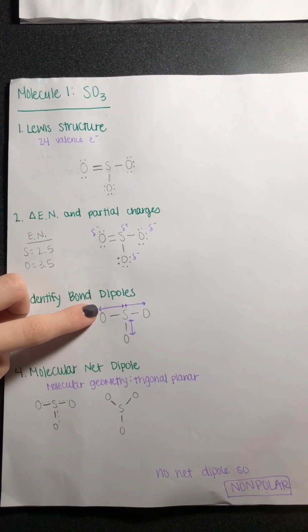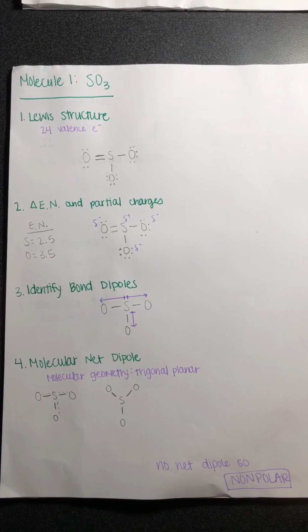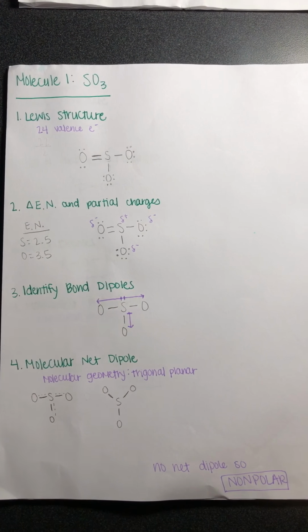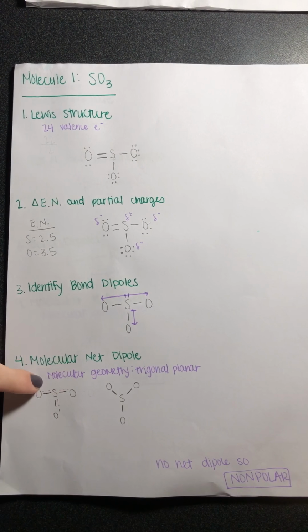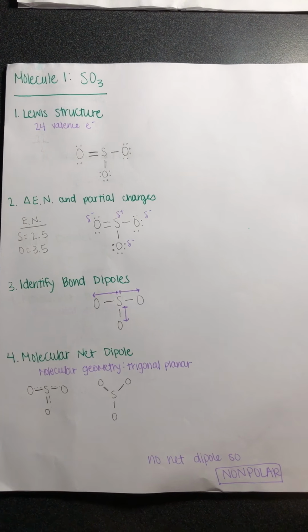The arrows show you the direction of the charge separation, and the length of the arrow represents the magnitude of the charge separation. In order to find out whether the bond dipoles cancel or not, we have to look at the 3 domains around the central atom. 3 domains is a trigonal planar molecular geometry. Since all of our domains are the same, we will have no net dipole, meaning that this molecule is nonpolar.